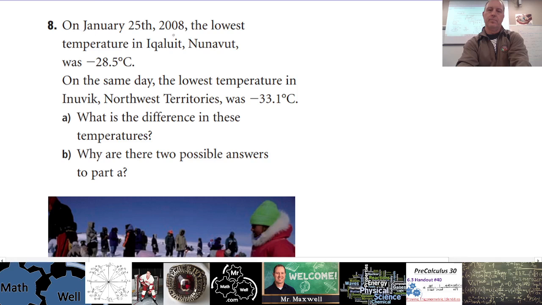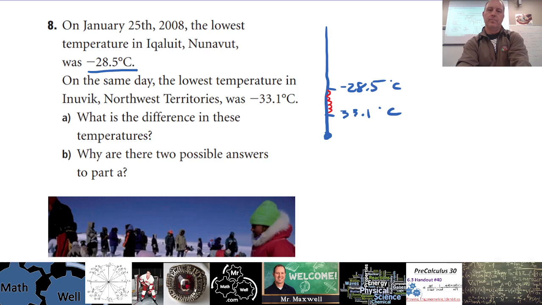On January 25th, 2008, the lowest temperature at Iqaluit, Nunavut, was negative 28.5 degrees Celsius. So if we take a look at this on a thermometer, here's negative 28.5. And on the same day, the lowest temperature in Inuvik, Northwest Territories, was negative 33.1 degrees Celsius. What is the difference between these two temperatures? Literally, we're looking for the actual physical number of degrees between these two temperatures. If we look at our estimations, it's only going to be 4 or 5 degrees, right? Because we got negative 28 to negative 33.